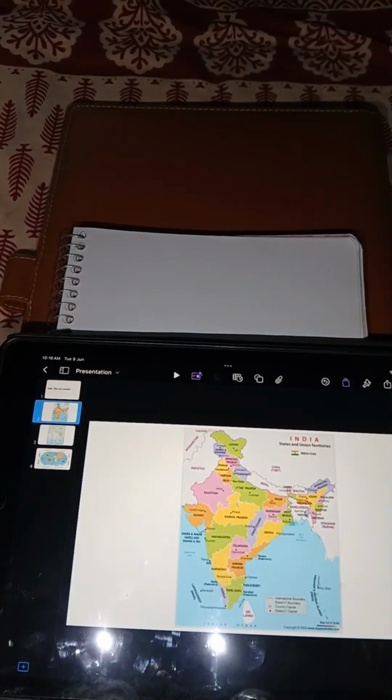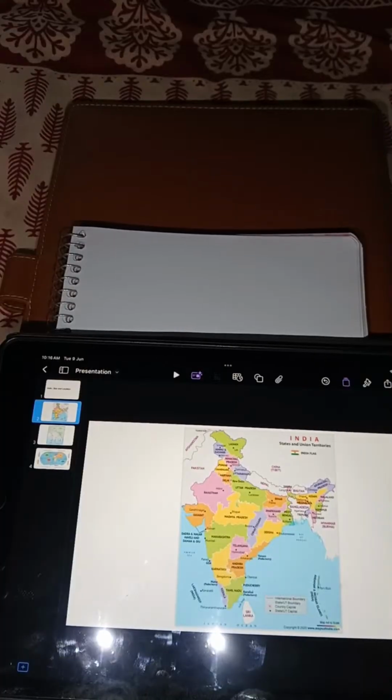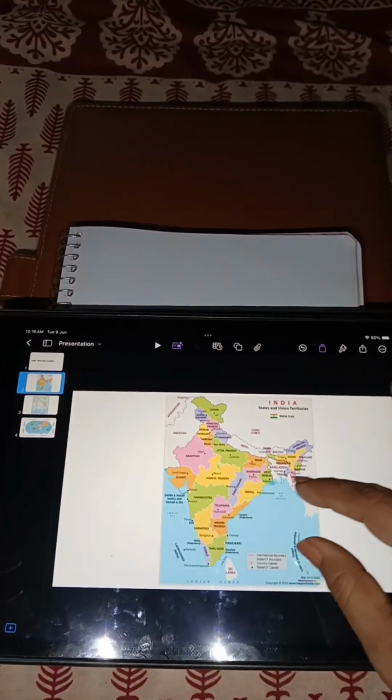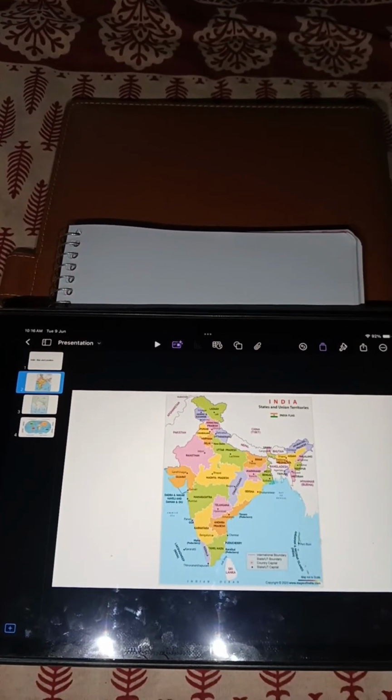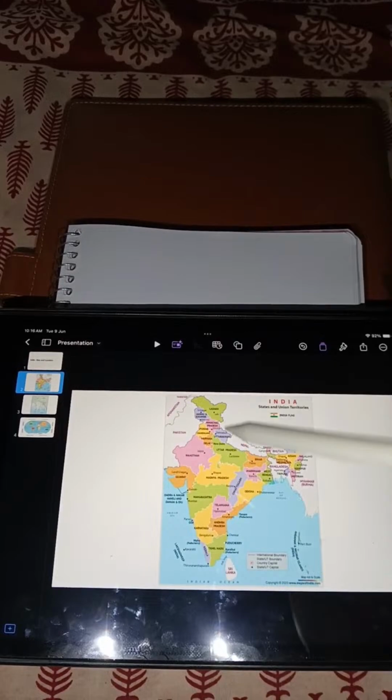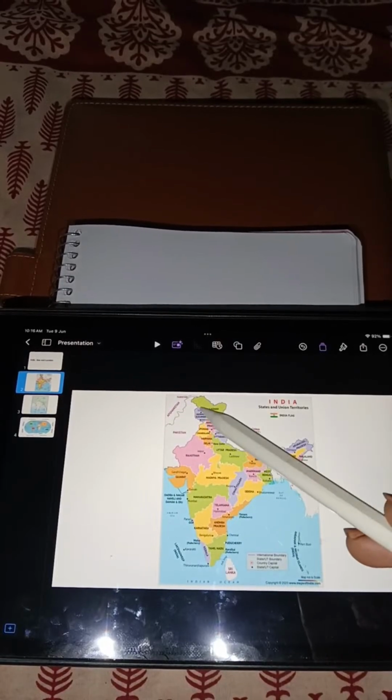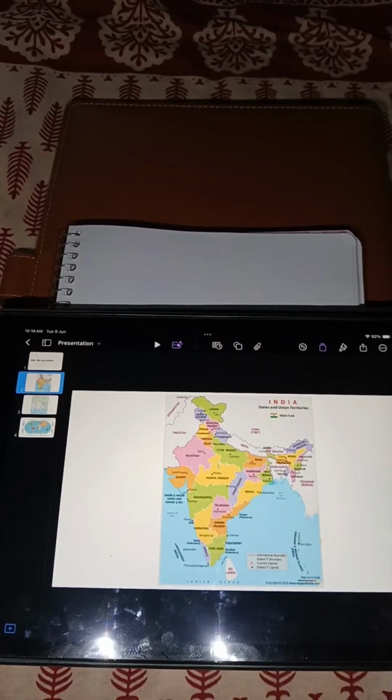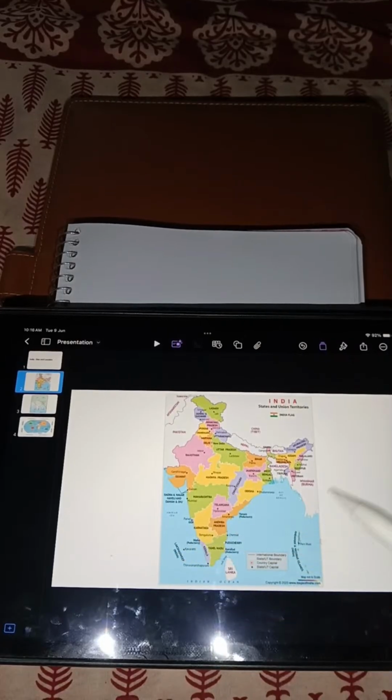So you can see the map of India over here. Now first it is the location of India. Before location, I would like to mention some important points that we all know. India is a peninsula. Now what is a peninsula?